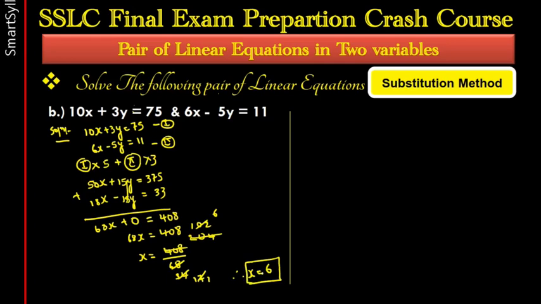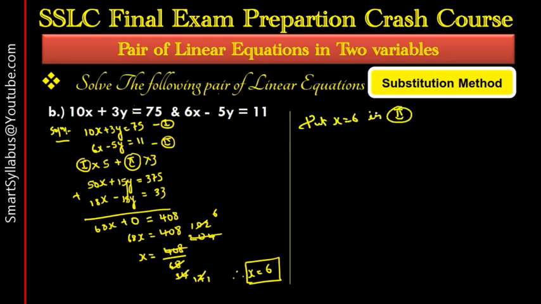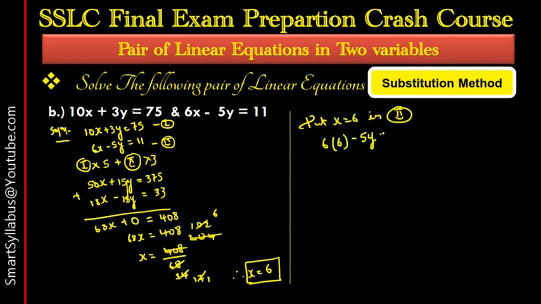So the same answer we got even in the previous video, right? This is x value 6. Let's substitute the value of x in equation 1 or equation 2. So we go for equation 2. Put x is equal to 6 in equation 2. Okay, we have 6, x is 6, now again minus 5y that's equal to 11. 6 into 6 is 36 minus 5y that's equal to 11.